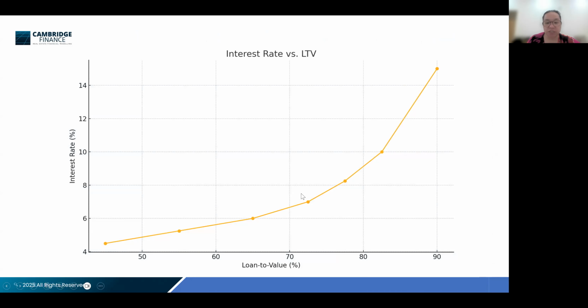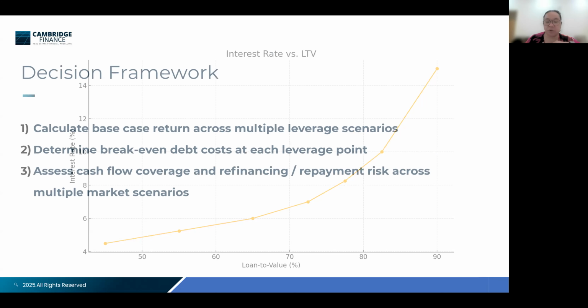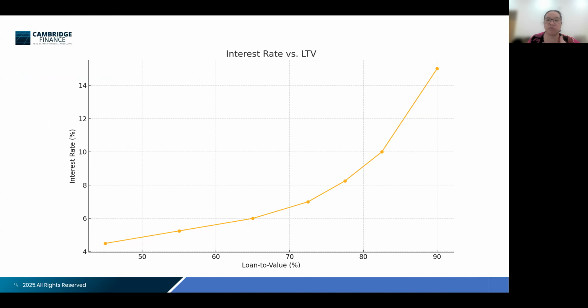Here is a chart to highlight this again, because when we are modeling, we tend to model, okay, if we have a loan to value of 80% and an interest rate of 5%, then what is going to be the return? But what we see in reality is that the higher we go in terms of loan to value, we'll still have to face, of course, higher interest rates, because this represents a higher risk to the lender.